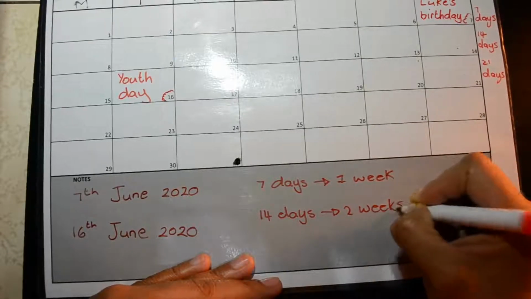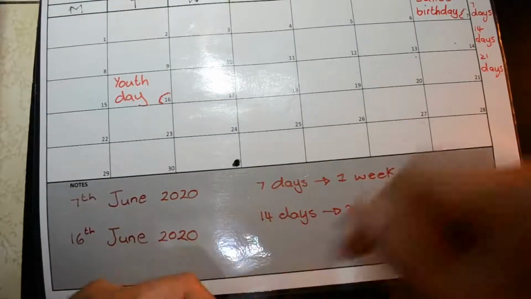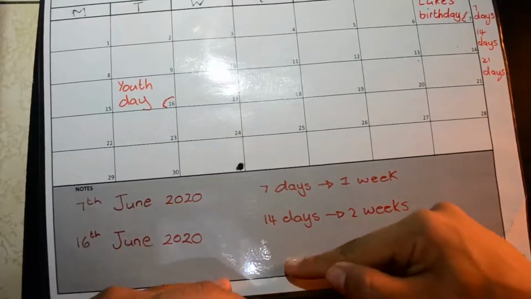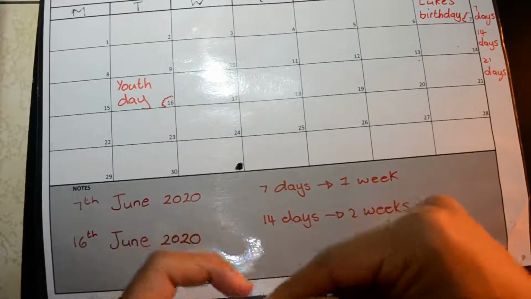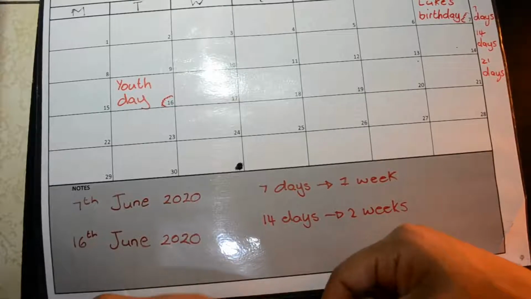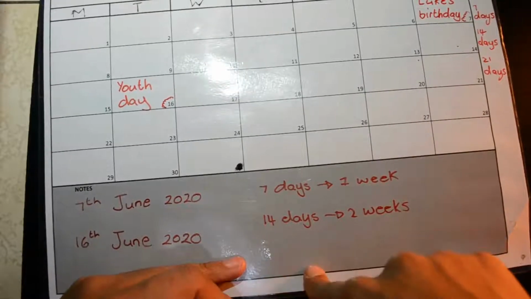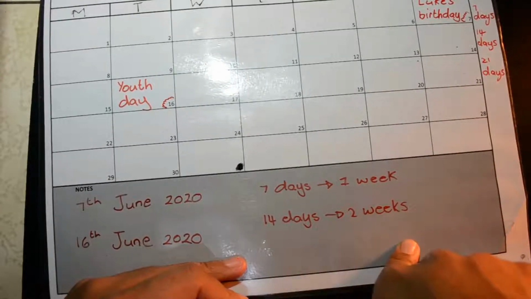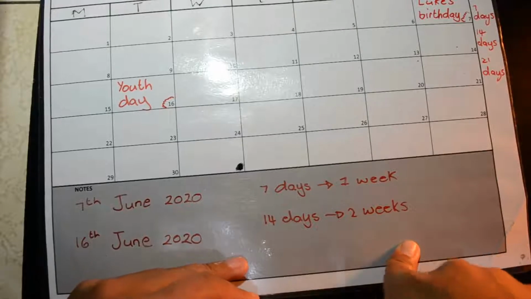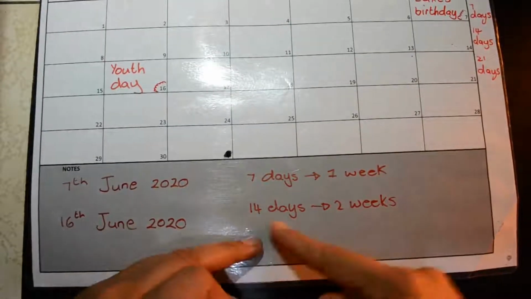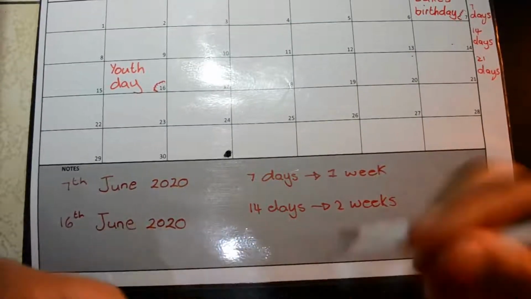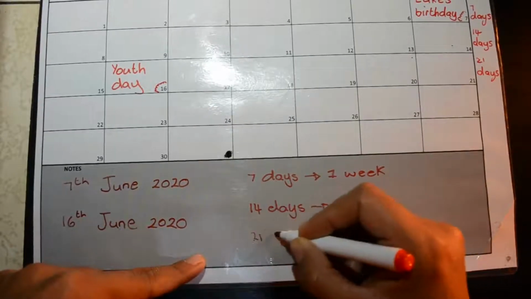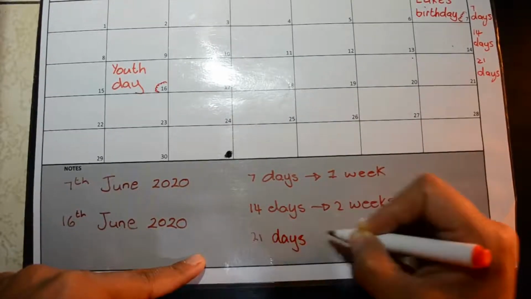So let's say you are friends and you go and talk to your teacher, and one friend says, in 14 days we are going to go back to school. And your other friend says, well, in 2 weeks we are going to go back to school. They're talking about the same thing because it means the same. Okay? And 21 days is 3 weeks.